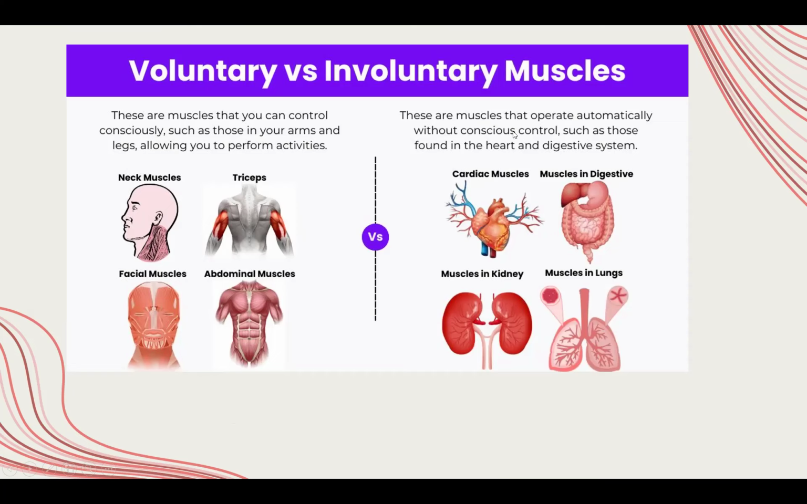The other type is involuntary muscles. They operate automatically; we can't control them. They are found in the heart and digestive system, such as cardiac muscles. In digestion, we can't control our digestion by our own will. It's spontaneous and doesn't need control. Muscles in the kidney and muscles in the lungs are all involuntary muscles.